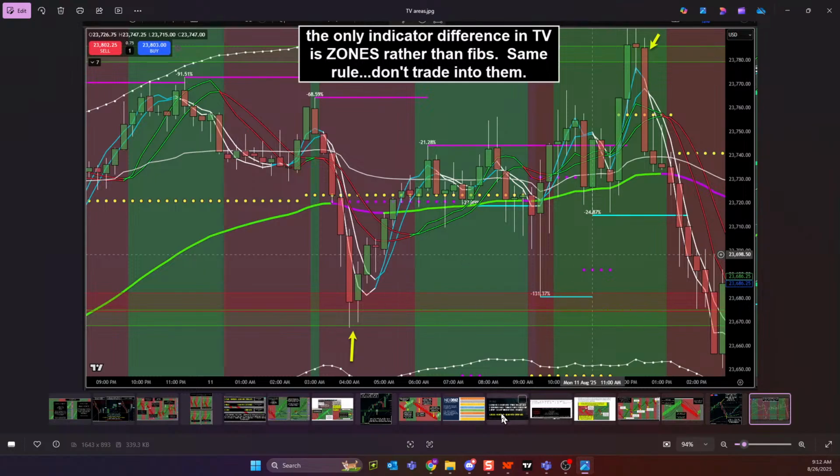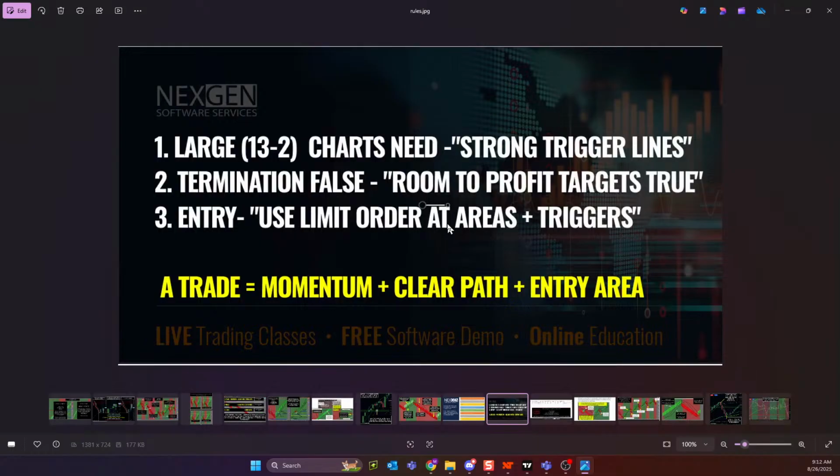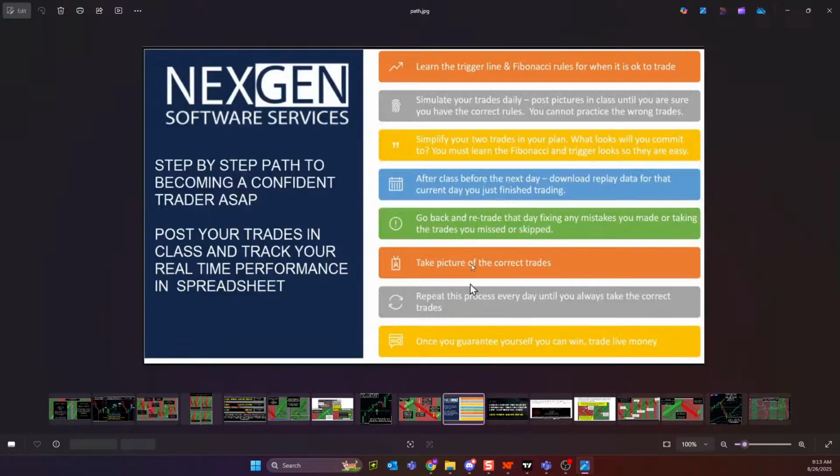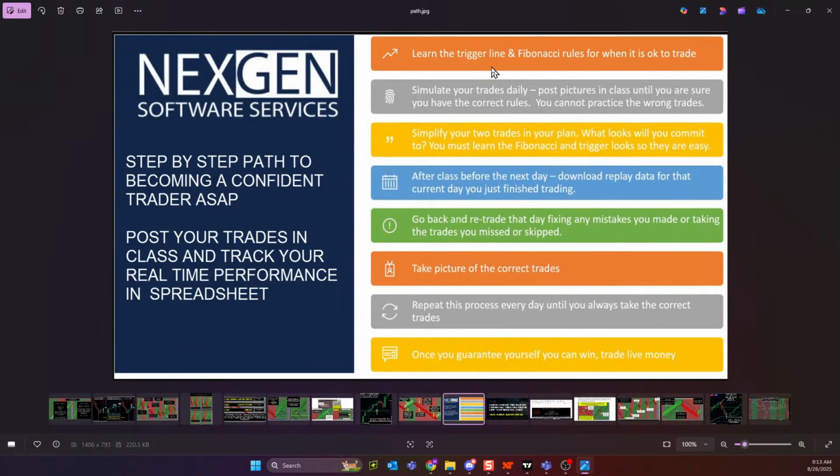Now, both platforms are going to have very specific rules for entry. Both platforms are going to have different reads. So I'm going to talk NinjaTrader first, and we're going to talk about strong triggers, we're going to talk about clear path, and we're going to talk about defining an entry, guys. And everything begins on the large chart. So for both platforms, we're going to learn the rules. This is your path to getting to where you want to be ASAP, ladies and gentlemen.